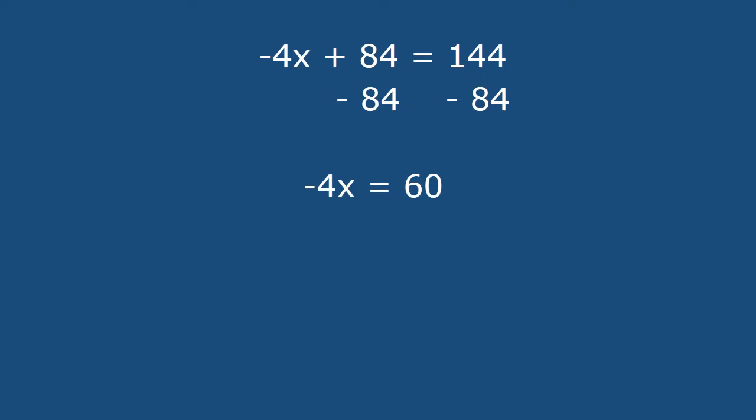Negative 4x is the same as negative 4 times x. So we can use the inverse operation of multiplication, which is division, to divide both sides of the equation by negative 4. When we do that, we find that x equals negative 15.